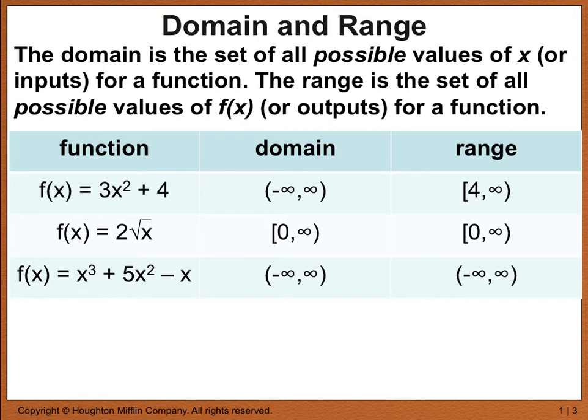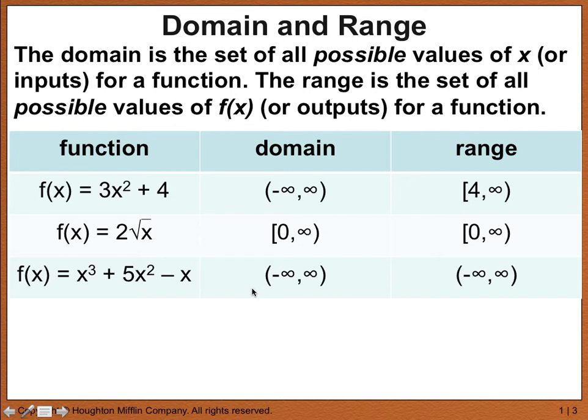But why is this true? Well, let's go step by step again. You want to get your domain, you have to ask yourself the negative question. What numbers, if any, cannot work for x if I plug them in? And looking at this polynomial, x cubed plus 5x squared minus x, I can see that every number will work if I plug it in for x. There are no limitations. Therefore, my domain is all real numbers.